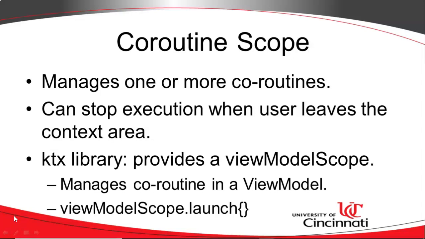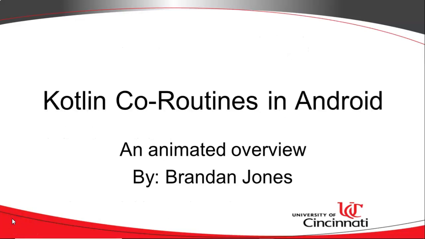It can stop execution when the user leaves that area. And there's a handy coroutine scope that's provided to us as part of our Kotlin KTX library, something called a viewModelScope that can manage a coroutine within a view model. This is what we'll use in our example. And indeed, I'll have an example in a video that's upcoming shortly.